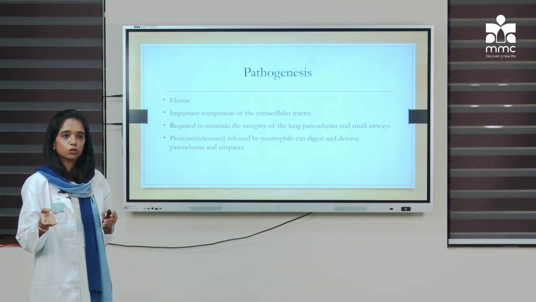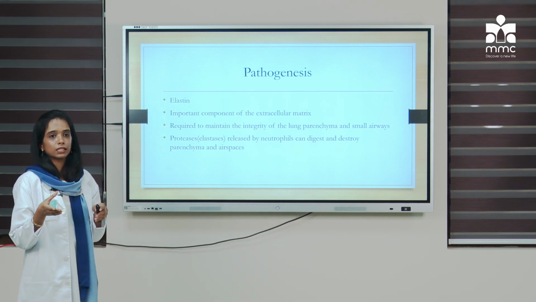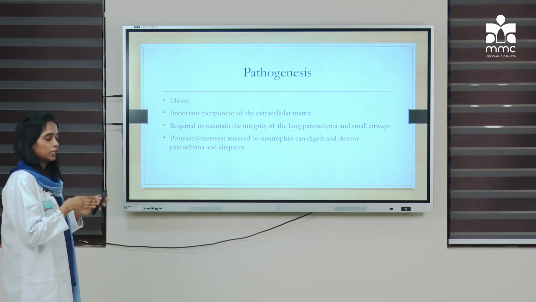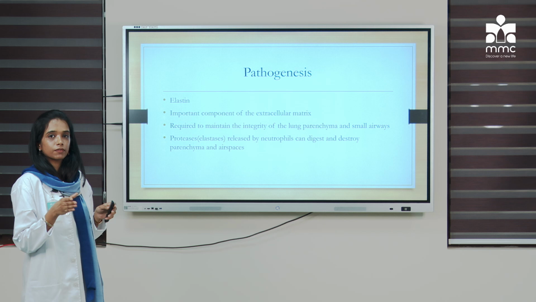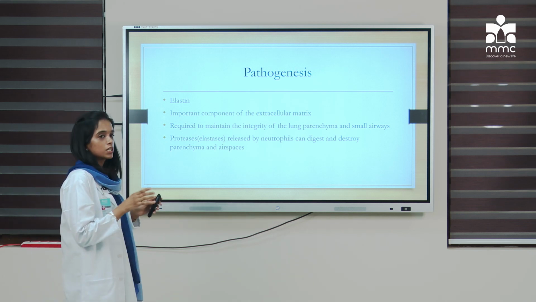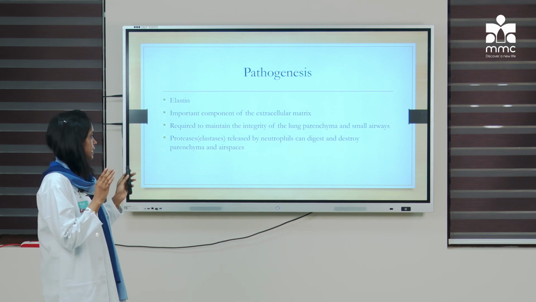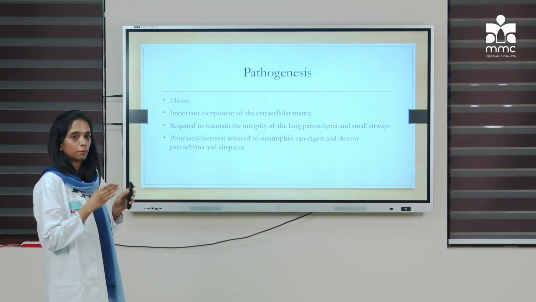Before going to the pathogenesis, we should know a little about elastin. Elastin is an extracellular component of our lung matrix. It is required to maintain the integrity of the lung parenchyma as well as our small airways. There are certain substances called proteases or elastases, released by neutrophils, that can digest and destroy the parenchymal air spaces.